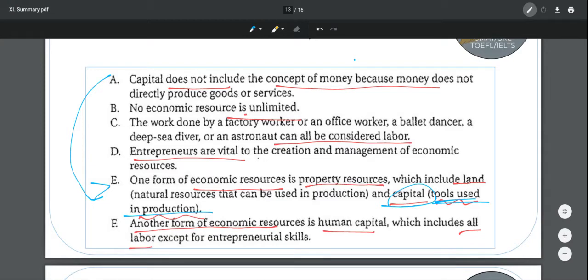And they're giving us this, like this is A, and they're providing more information. They're providing that this land is a form of economic resource. So A is contained in E, which means E is more general than A.